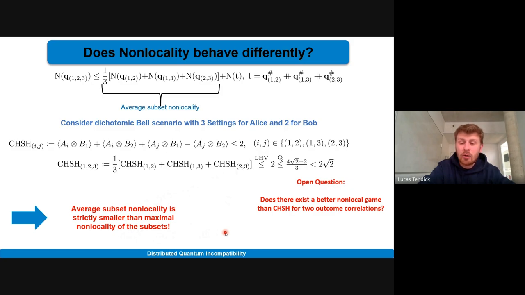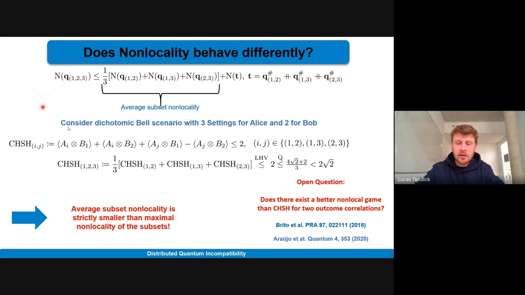Does there exist a better non-local game than the CHSH inequality? A non-local game is basically just a Bell inequality rescaled, and which also takes into consideration with which probability I choose a certain input. And this quantifier n, which I showed you on the previous slide, is actually in one-to-one correspondence with the optimal non-local game you can play. And what is somehow a bit hidden in these two papers by Brito and Araujo and their co-workers is they looked at non-local games and they could not find a better game than the CHSH game when you only have two outcomes.